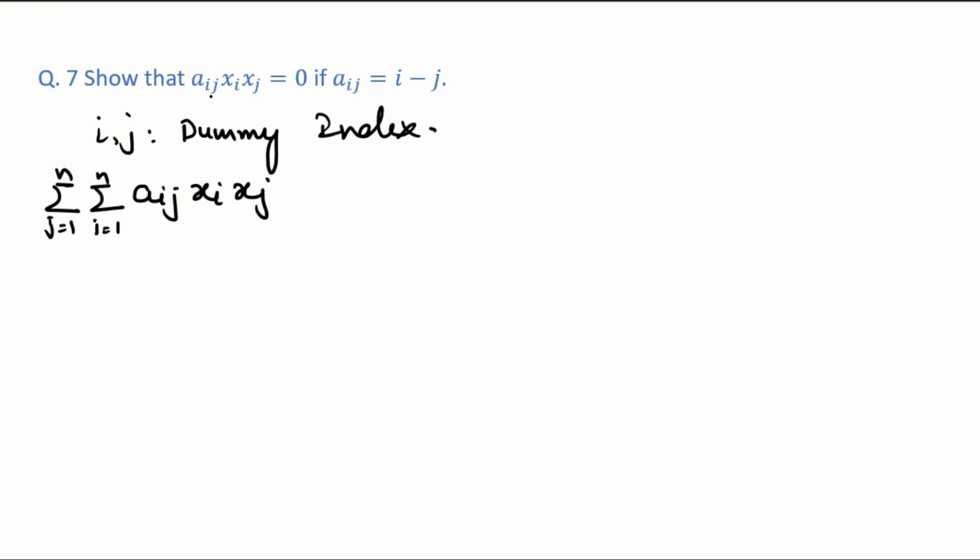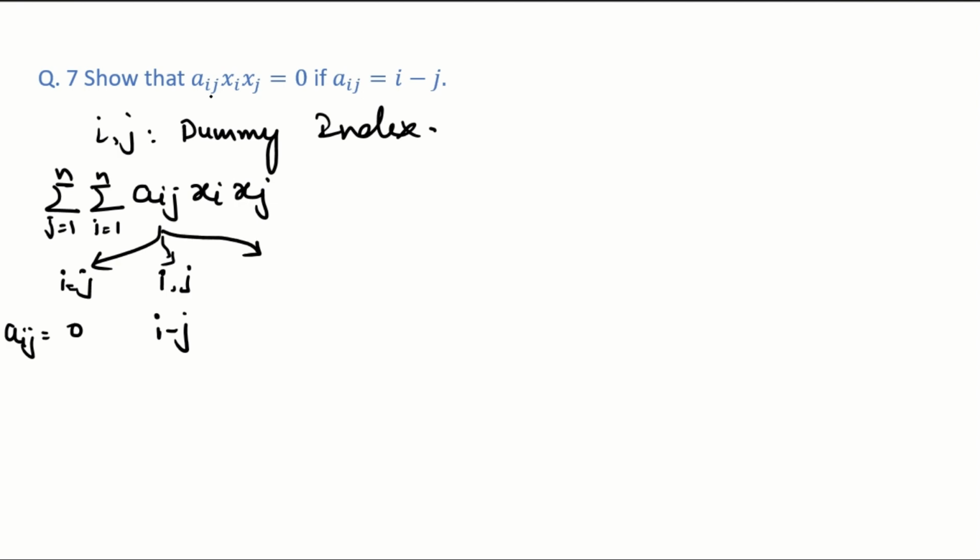Now we have the value of the coefficient as i minus j. So let's divide it into some cases. Let's take the first case, when both the subscripts of the coefficient, first and second subscript, are the same, that means when i is equal to j. In that case the value of the coefficient will be i minus j, that means 0. So in that case the value of the coefficient will be 0.